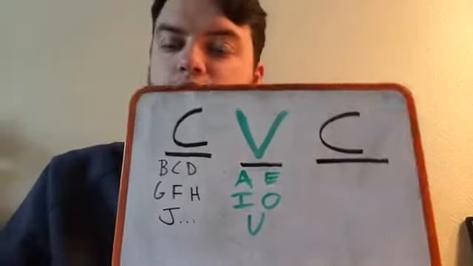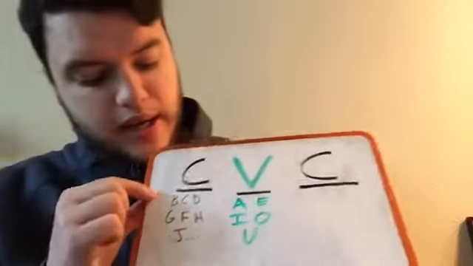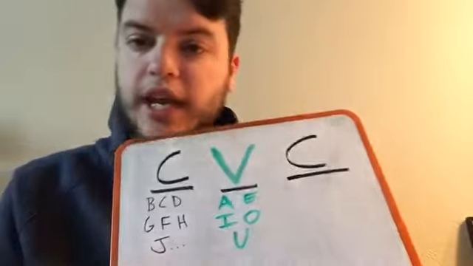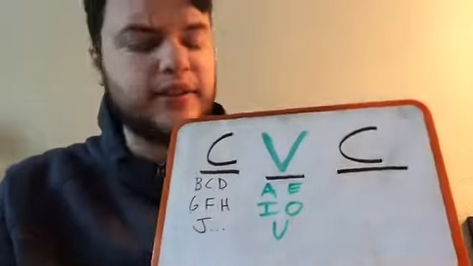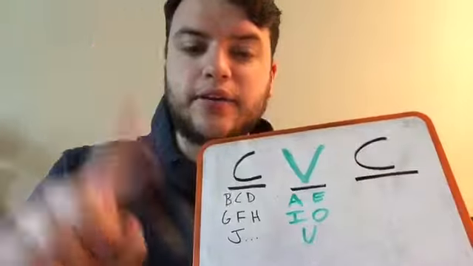Okay. So here's some examples. They have B, C, D, G, F, H, J. Those are some letters. Z, S. Those are all letters that have just one sound, okay?